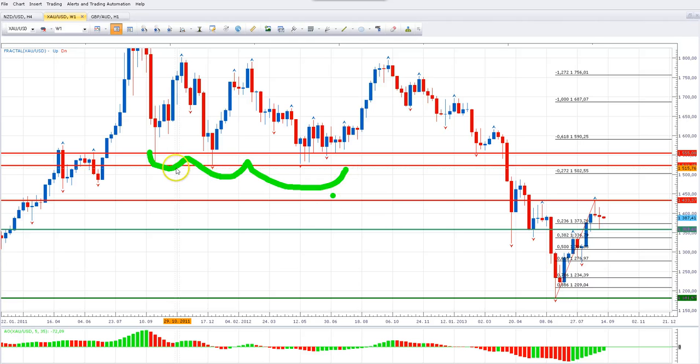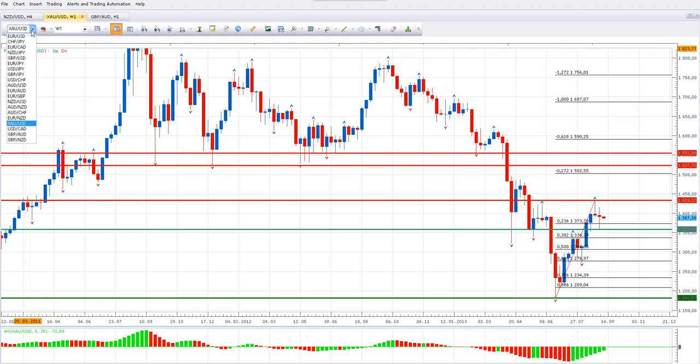All right, so that's something we have to be aware of, that those bottoms will become major resistance. So if there's any upside potential, which I do think there is, if we break 1430, it will be stopped most likely at those major resistance levels. That's XAU USD. Let's take a look at the dollar CAD.